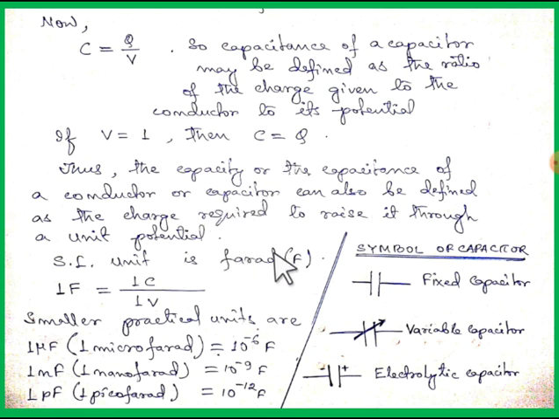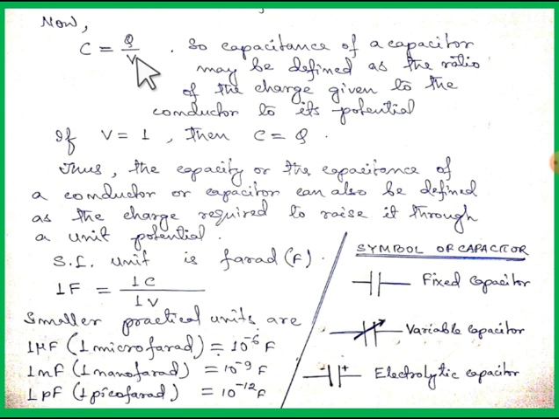Farad. Capacitance is measured in farad in SI unit and it is denoted by capital F. So 1 farad will be equal to 1 coulomb by 1 volt. That is what I'm writing here. SI unit of charge is coulomb, SI unit of potential is volt. So 1 farad will be equal to 1 coulomb by 1 volt, right?